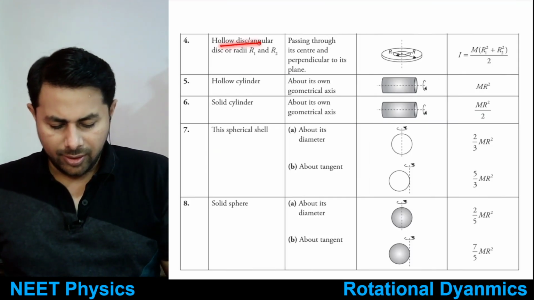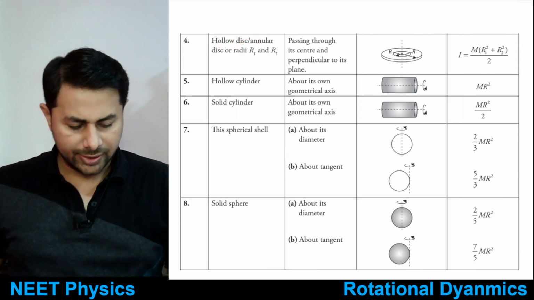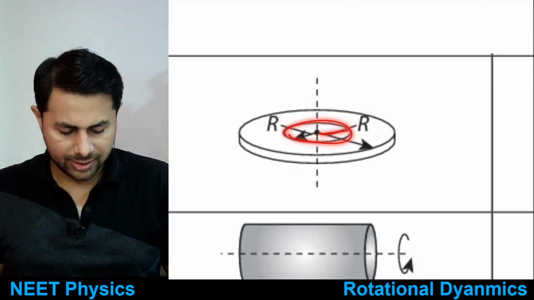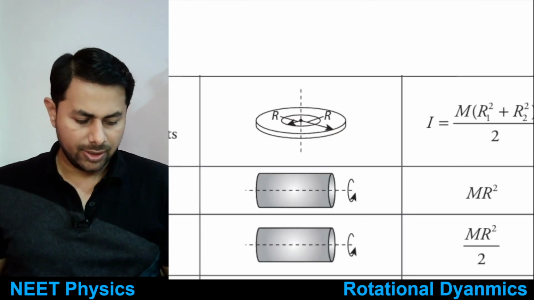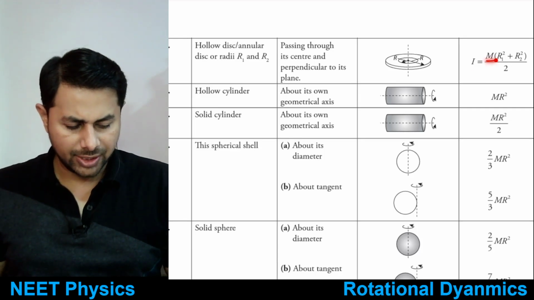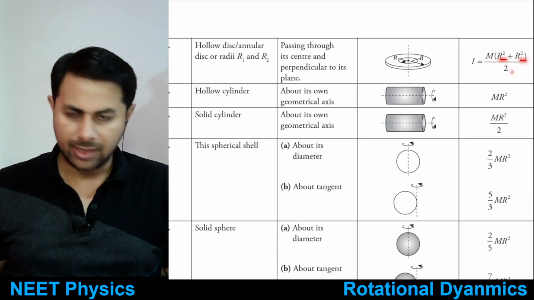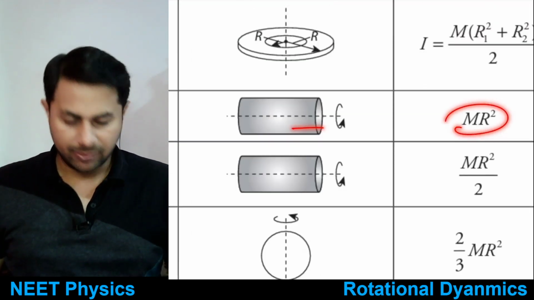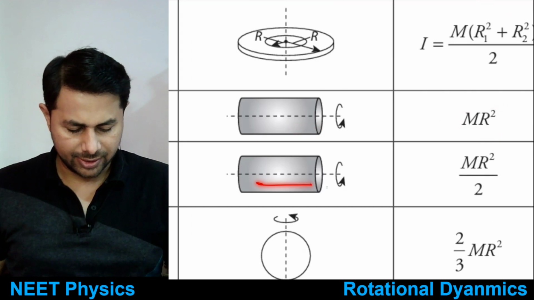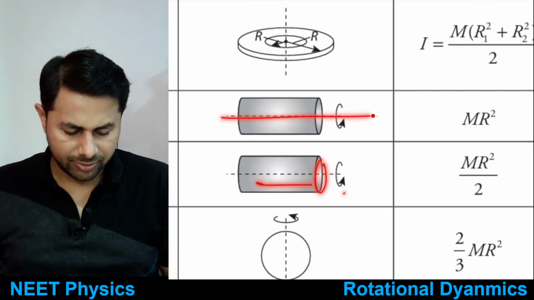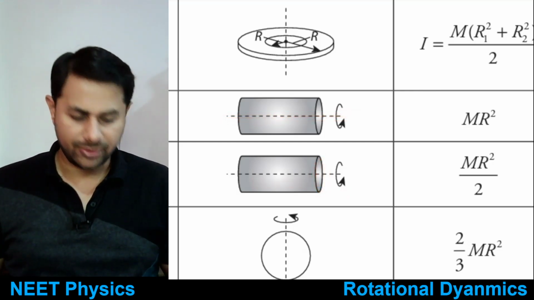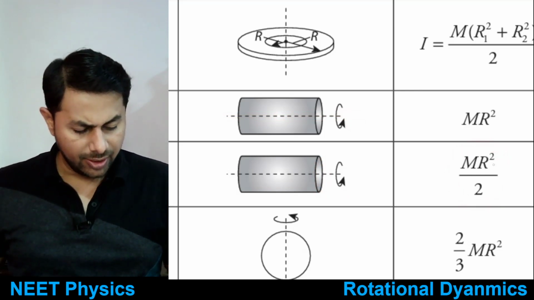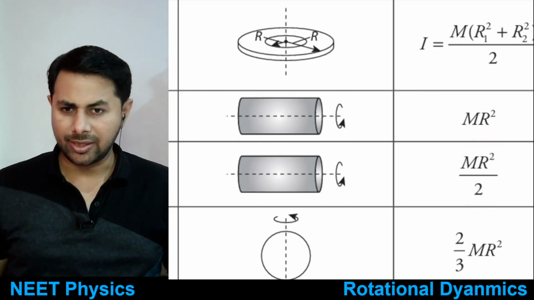Then for a hollow disk, it will have two radii like this. This is the inner radius r1, the outer radius is r2. Then its moment of inertia is m multiplied by r1 square plus r2 square, divided by 2. Then for a hollow cylinder, the moment of inertia is mr square. For a solid cylinder, about an axis which passes through its natural axis, it is mr square divided by 2.